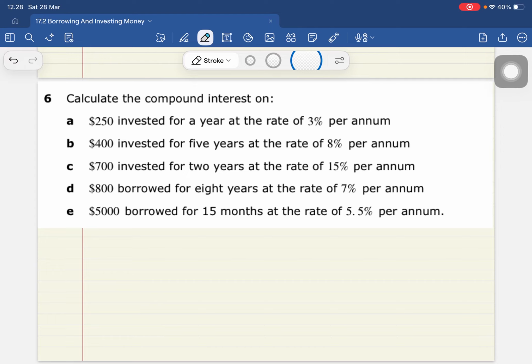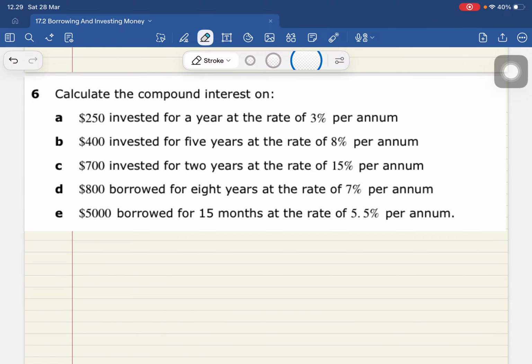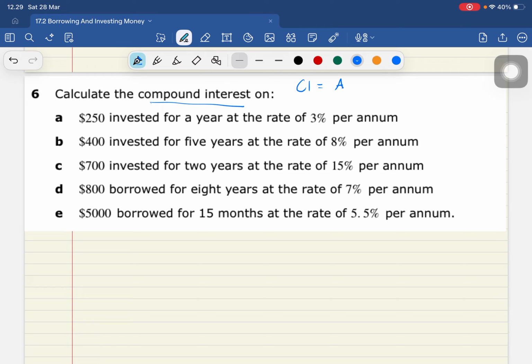Hi, in this video I'm going to continue solving practice questions for borrowing and investing money. So number 6 is compound interest. The formula to find it is CI equals A minus the principal, or the money that they invested. To find the A, we use the principal, multiply with 1 plus R divided by N, then to the power of N times T. Then we minus the P.